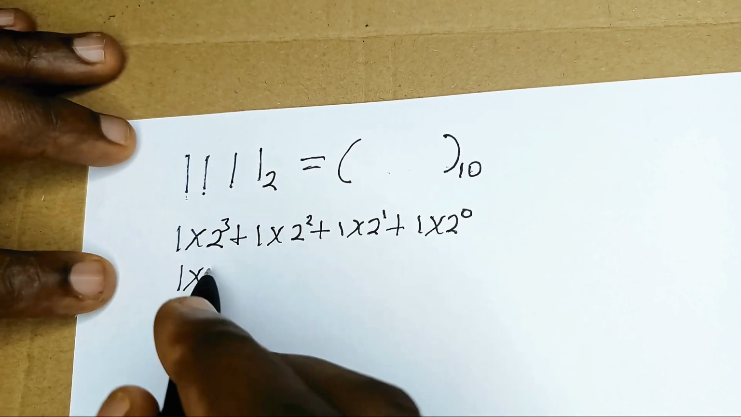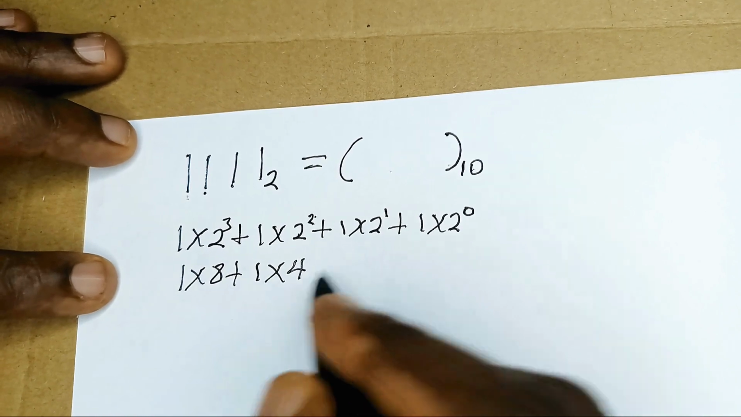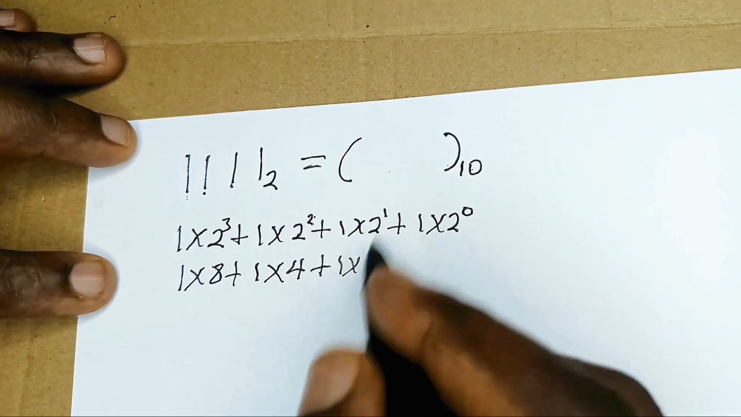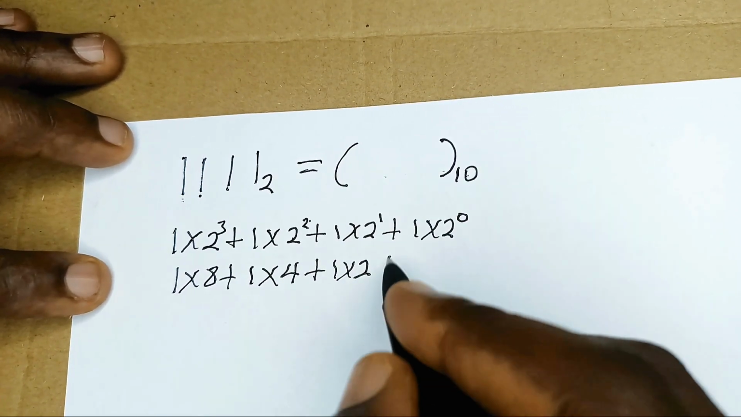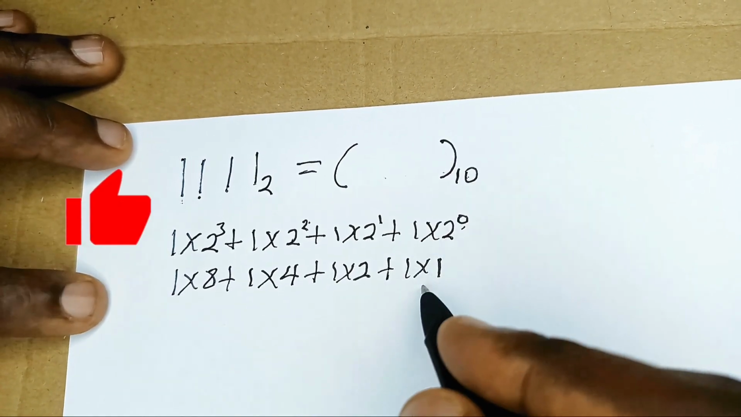1 times 2 raised to the power of 3, that's 8. Plus 1 times 2 raised to the power of 2, that's 4. Plus 1 times 2 raised to the power of 1 is 2. Plus 1 times 2 raised to the power of 0 is 1. Anything raised to the power of 0 is 1.